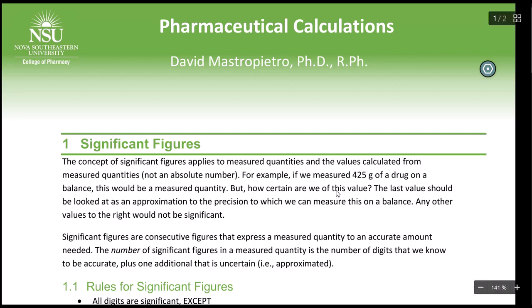So, for example, if I measured 425 grams of a drug in a balance, this would be a measured quantity. Right? The question is going to be, well, how accurate is that? How certain are we of that value, 425? Well, we're only as certain as the instrument that we're using to measure it. The certainty of that balance is really what it is. And the last value is typically looked at as something that's an approximation, based on how precise our balance would be.